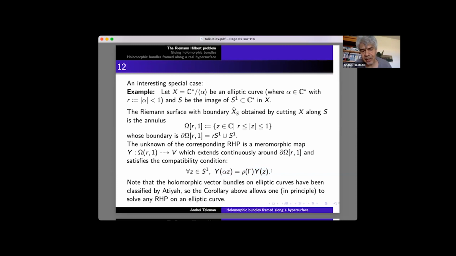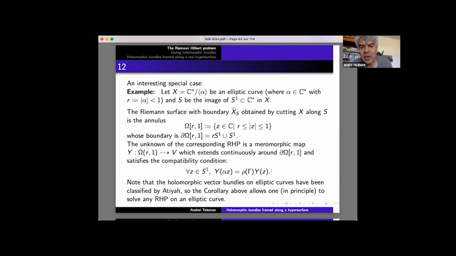And here again, on elliptic curves, we have a theorem by Atiyah, which, as Grothendieck does on P1, classifies all the holomorphic bundles on an elliptic curve. So this means that this sheaf V gamma, V calligraphic gamma, which intervenes in my corollaries and theorems, can be handled.